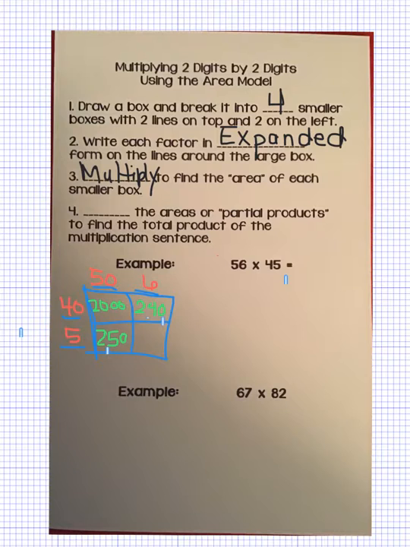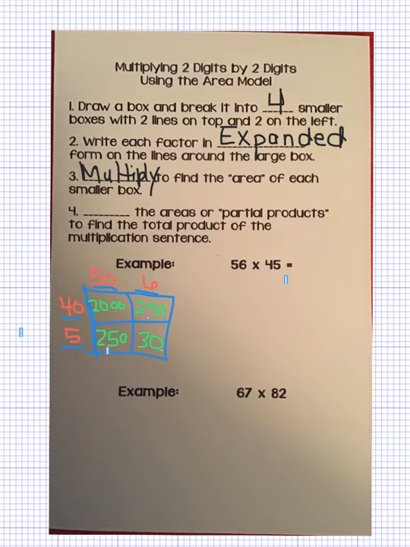Last but not least, we've got 6 times 5. That last box, see how the 6 is the length and 5 is the width? So to find the area of that box, I'm going to do 5 times 6, which is 30. No zeros to put on the end. So that's step 3.